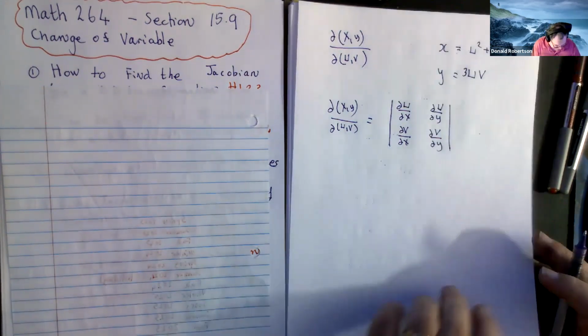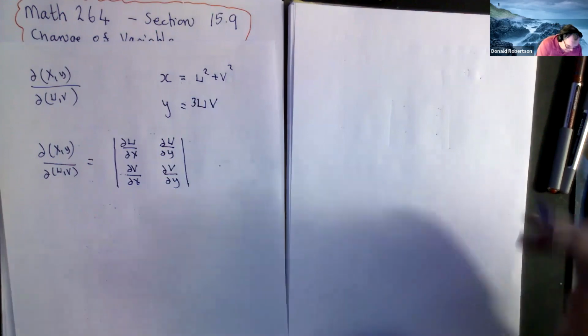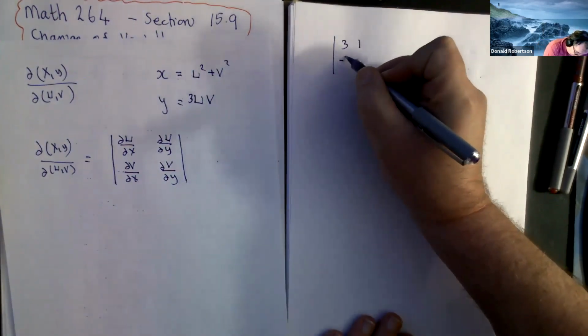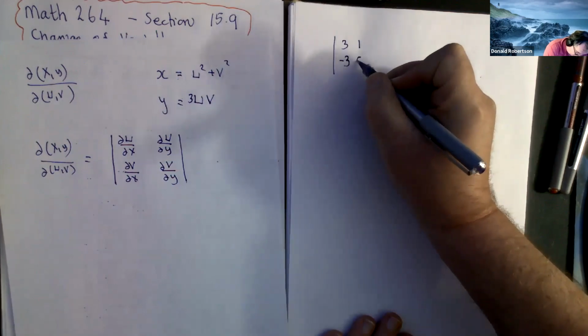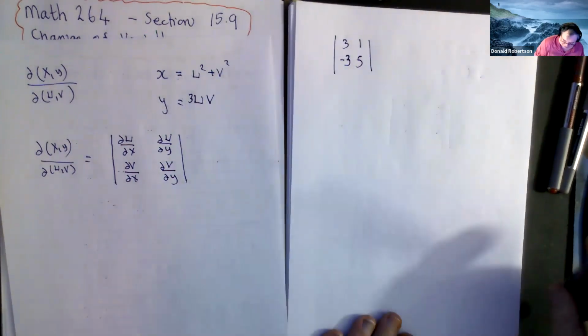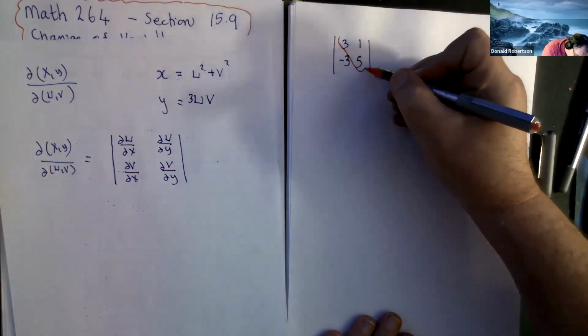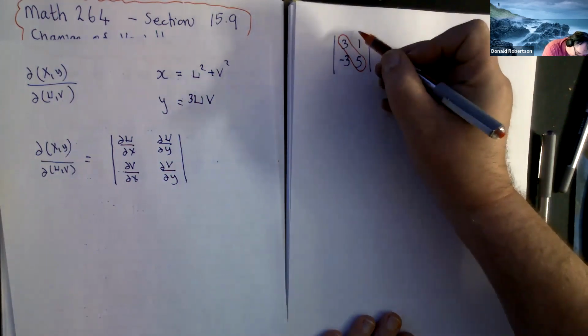Let's take a step back and look at determinants of 2 by 2 matrices. Well, major, take away minor.